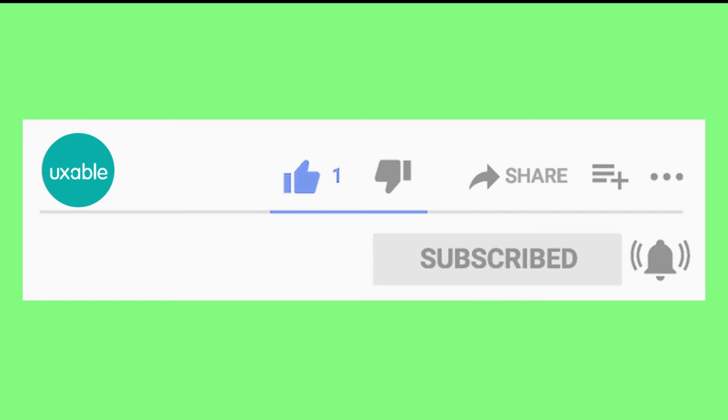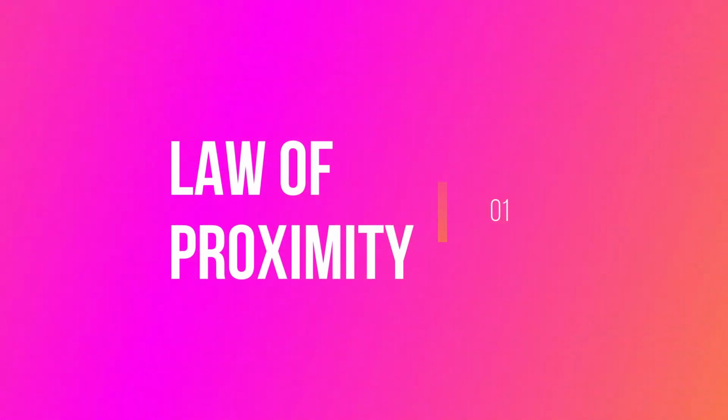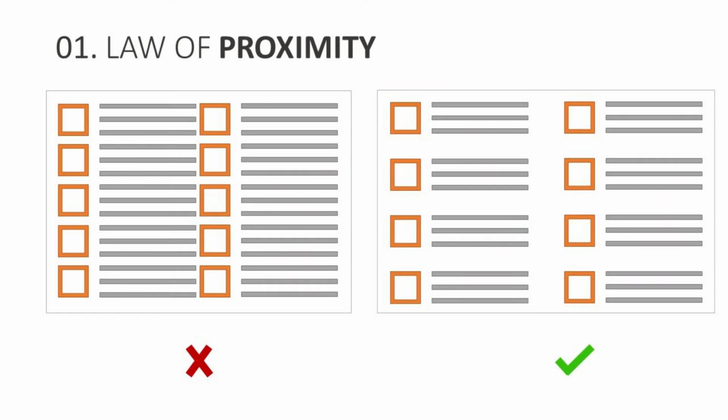So the first one is the law of proximity. Objects that are near or proximate to each other tend to be grouped together. In this example, on the left hand side, the list elements are placed next to each other, which makes it difficult for the user to scan which description belongs to which list. Whereas on the right hand side, it's clearly visible and the user can scan each individual list with ease.